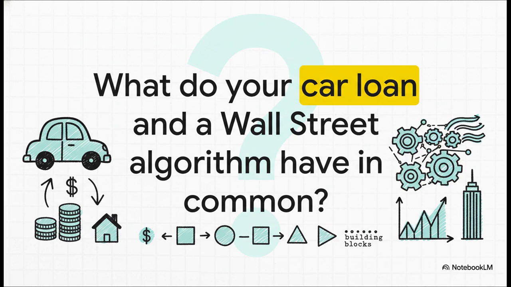So let's just kick things off with the one question that frames this whole thing. What on earth could your car loan and some high-tech Wall Street trading algorithm possibly have in common? I mean, one feels pretty personal and straightforward. The other sounds impossibly complicated, right? Well, it turns out the answer is all about a few key building blocks.